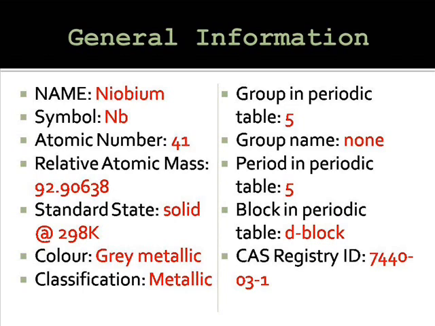Its symbol in the periodic table of elements is Nb. Its atomic number is 41. It is a gray metallic solid at room temperature. It belongs to group 5, period 5 in the periodic table of elements, and it is found in the d-block, or the transition metals block.